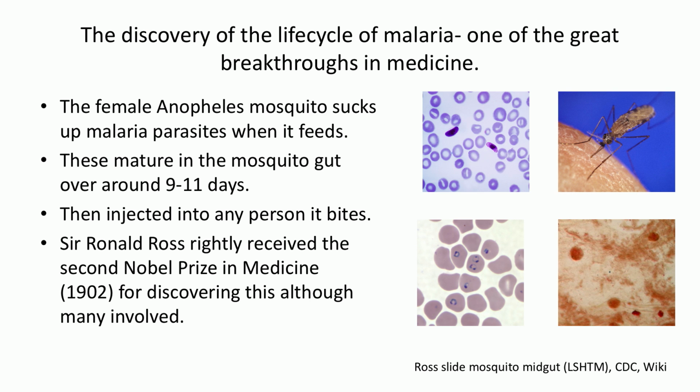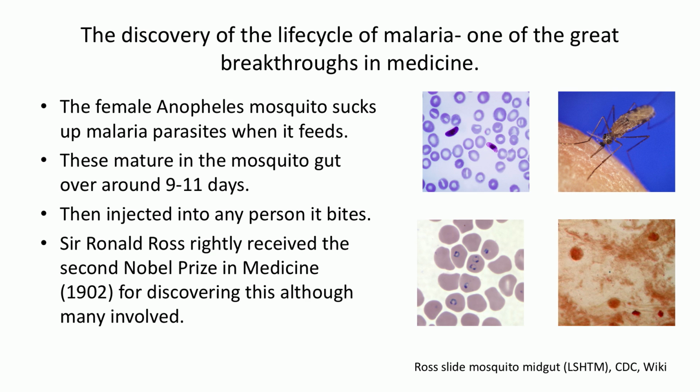What we have now been able to do is deliberately to take on this very major cause of mortality in children and adults, particularly now in children. And the key to this was the discovery of the life cycle of malaria, which is one of the great breakthroughs in medicine, and for which Sir Ronald Ross received the second Nobel Prize for Medicine quite recently, although many other people were involved in it. He was a strange, difficult, but brilliant man. I'll come back to him.